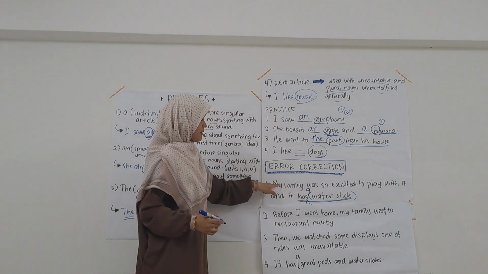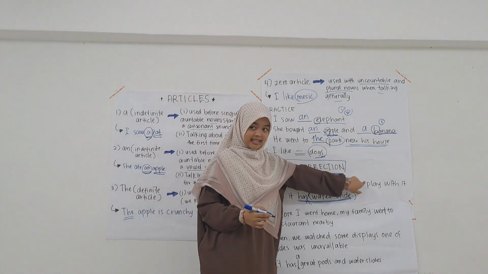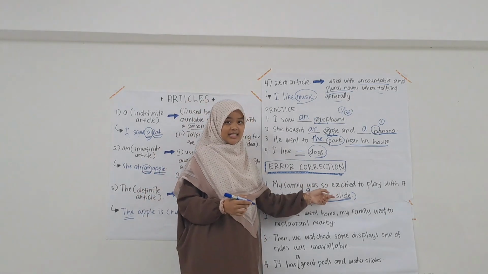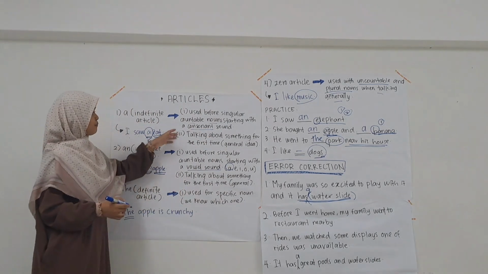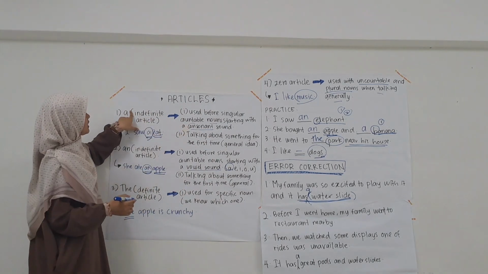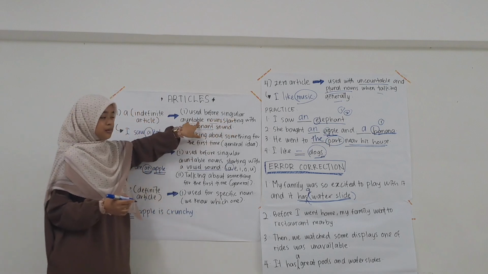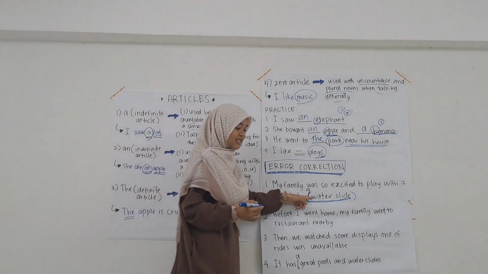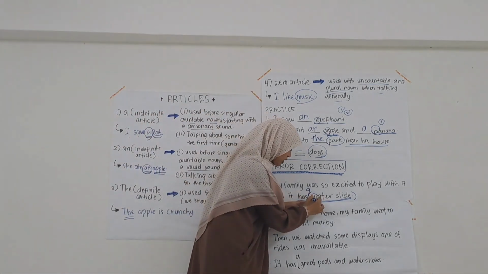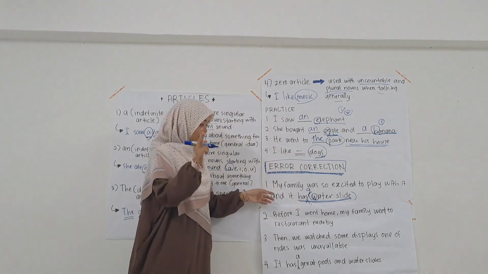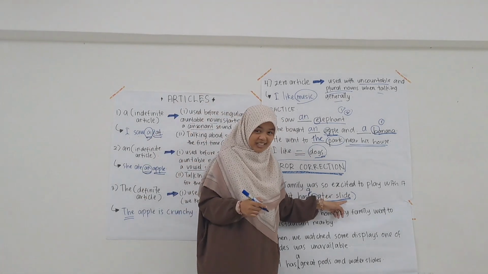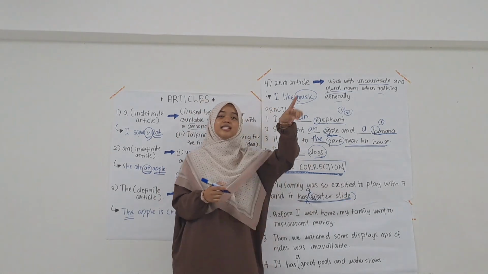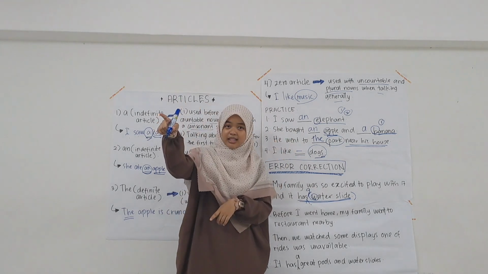So it will be: my family was so excited to play with it and it has a what is like. Again, why? Because you see, a is used before a singular countable noun starting with a consonant sound. What is like starts with a consonant sound. Okay, that's one. Second, what is like is a countable noun and it's general.